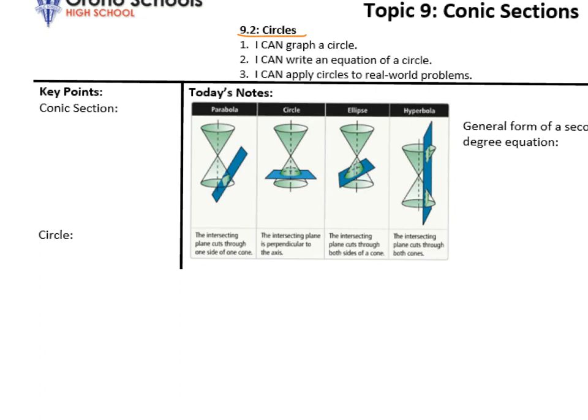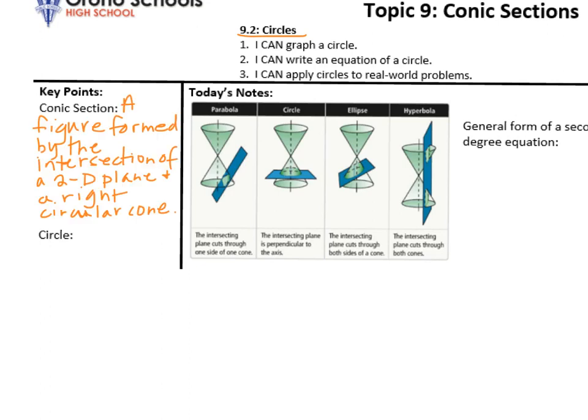The definition of a conic section is a figure formed by the intersection of a two-dimensional plane and a right circular cone. Take a look at how the parabola was formed. They took the intersecting plane through one side of the cone, and you can see that kind of parabola shape it forms over on that bottom right-hand side. If we look at a circle, we're going to go perpendicular to the graph, which means we'll take a look at a different way to create our equation.